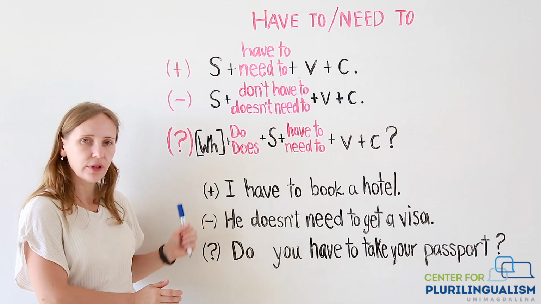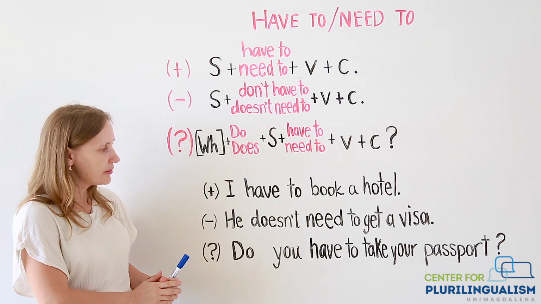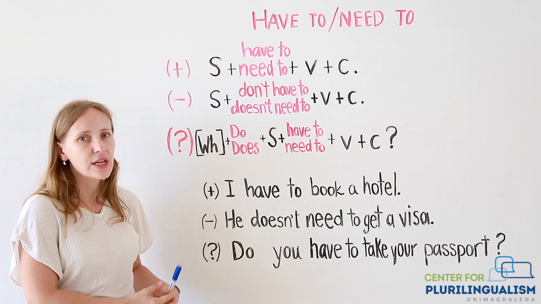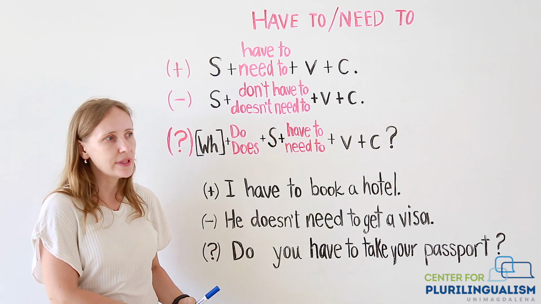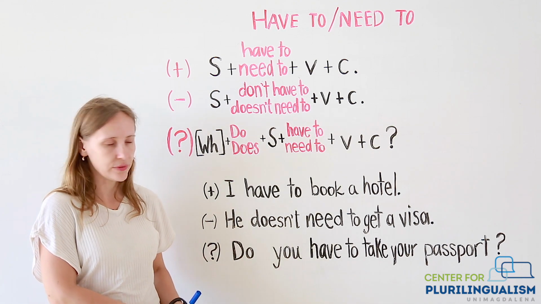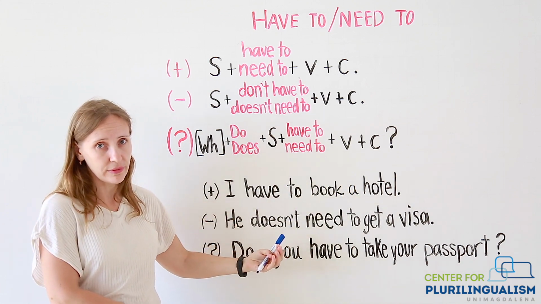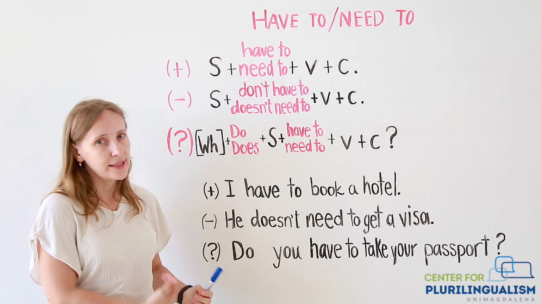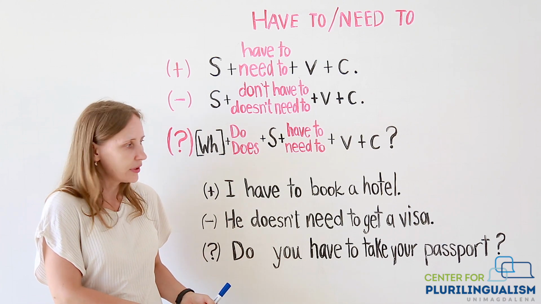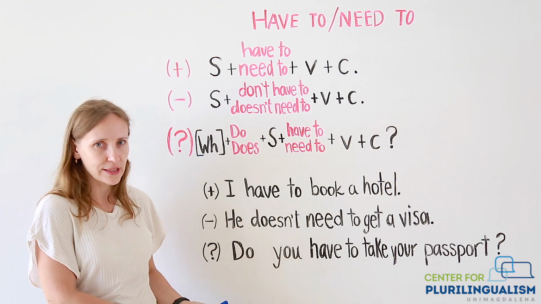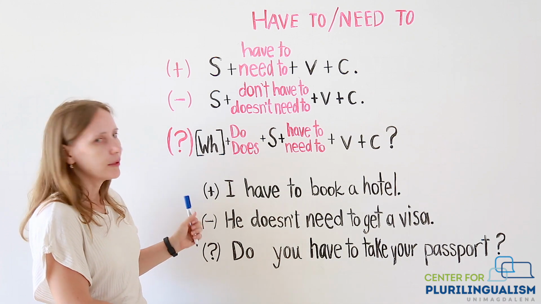If we speak about affirmative sentences, usually we use these two verbs to speak about some obligations, something that is necessary for us to do. For example, I have to book a hotel. I'm going to travel, yes, so I need to stay somewhere. It's an obligation for me. If I don't book a hotel, I don't have a place to stay, right?